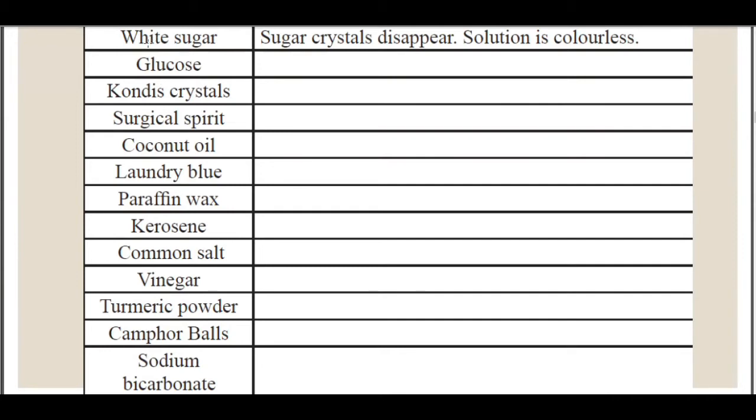Alright. So now I think you know that white sugar and glucose dissolve in water and form a colorless solution. Then surgical spirit is also transparent. It dissolves and forms a colorless solution. Then laundry blue, you know that it is blue in color. It also forms a blue color solution, right?